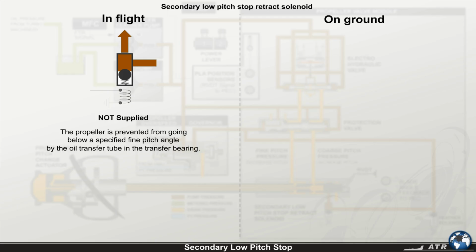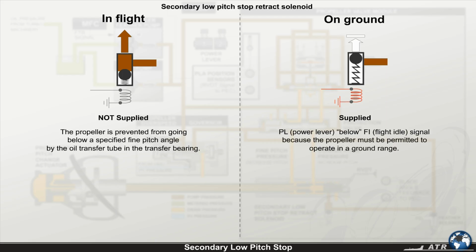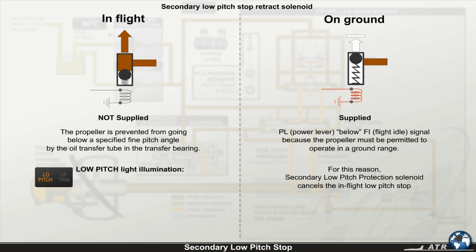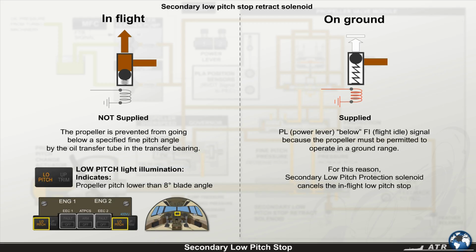The propeller is prevented from going below a specified fine pitch angle by the oil transfer tube in the transfer bearing. On ground, the secondary low-pitch protection is supplied with a PL below FI signal because the propeller must be permitted to operate in a ground range. For this reason, the secondary low-pitch protection solenoid cancels the in-flight low-pitch stop. In flight, the low-pitch light illumination indicates that the propeller pitch is lower than 8 degrees blade angle.